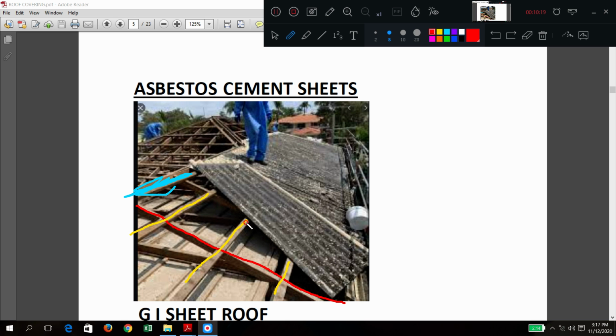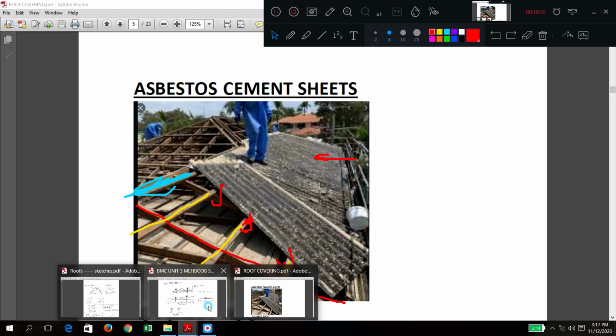Sheets are going to be fixed, and wherever it is connecting, there will be one J bolt, or a nut and bolt like that. You always start fixing from the bottom, and like that it will go. The advantages and disadvantages, we have seen everything.